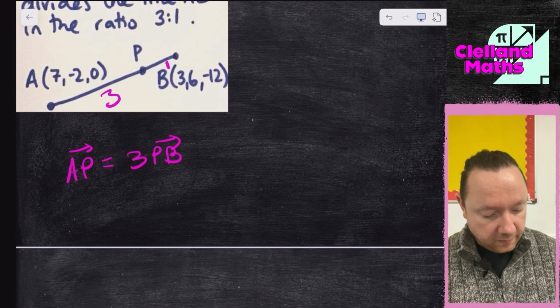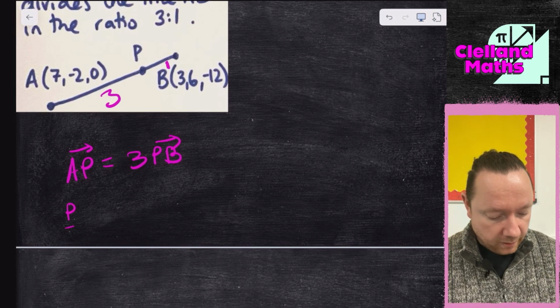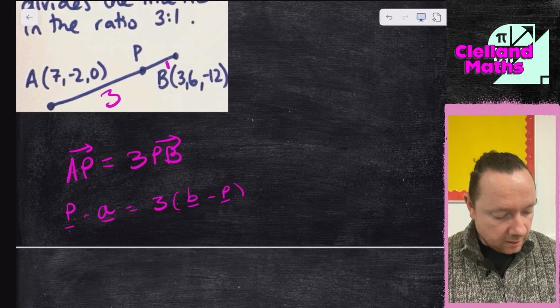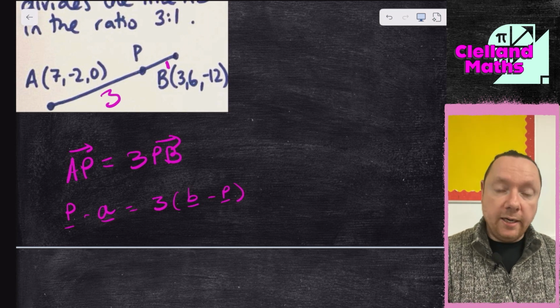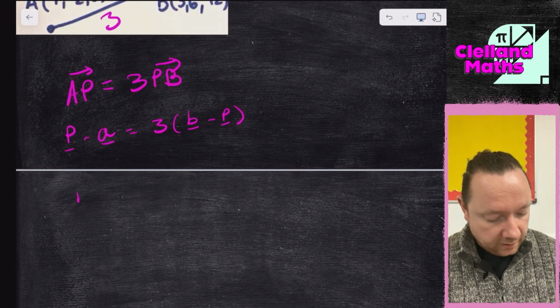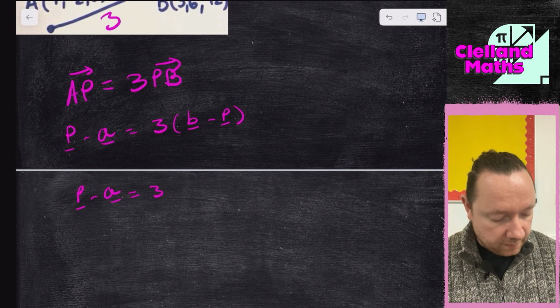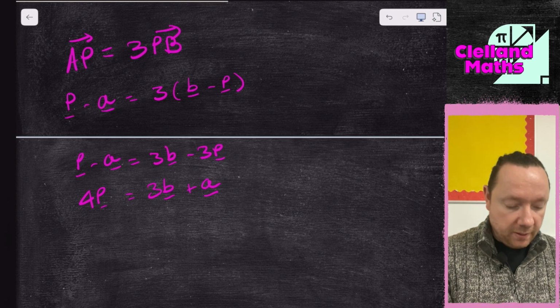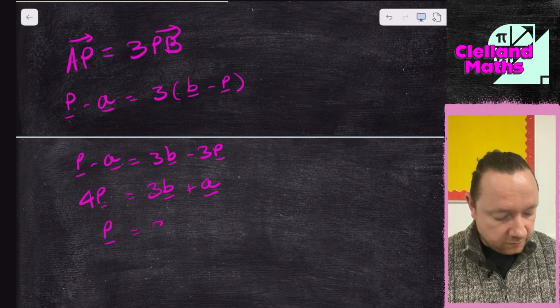Well, what is A to P? A to P is P minus A equals 3. P to B is B minus P. And we have to work out the coordinates of P, so we'll just rearrange for P. So P minus A equals 3B minus 3P. Taking the P's to the same side, you get 4P on this side, and that equals 3B plus A. 4P is 3B plus A, so P is 3B plus A all over 4.